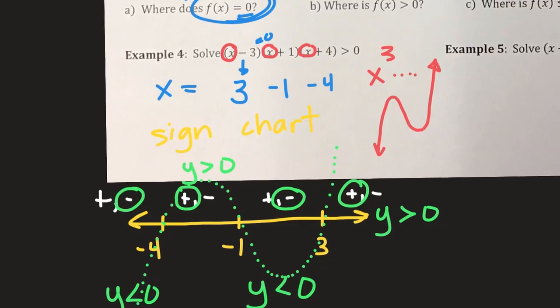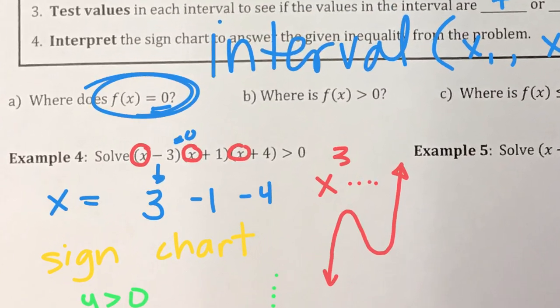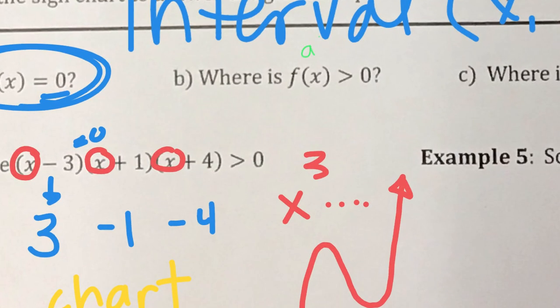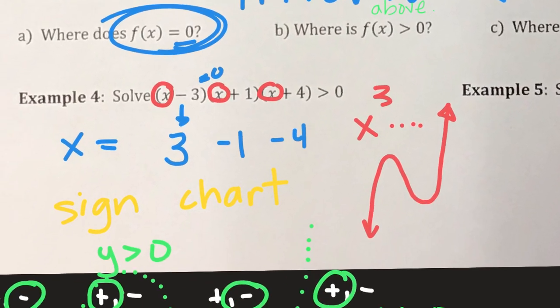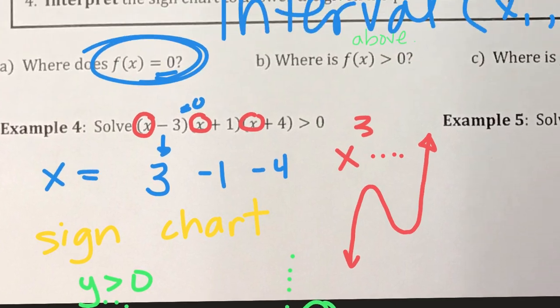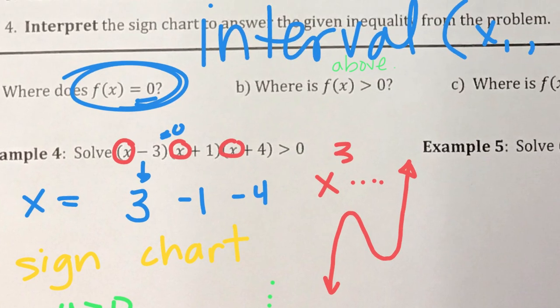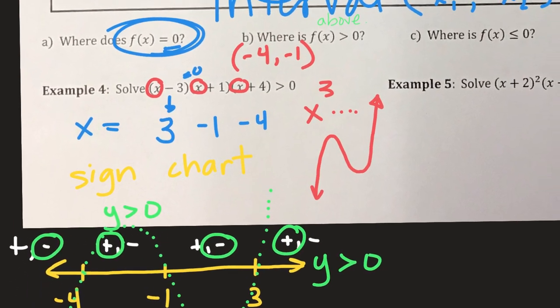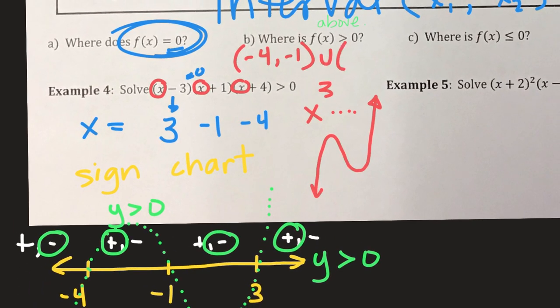So let's look at the intervals. Where is f of x greater than 0? Where is our y value above the x-axis? From negative 4 to negative 1, that's one interval where our graph is above the x-axis. And the other one is from 3 to infinity. Those are the two intervals where my graph is above the x-axis.